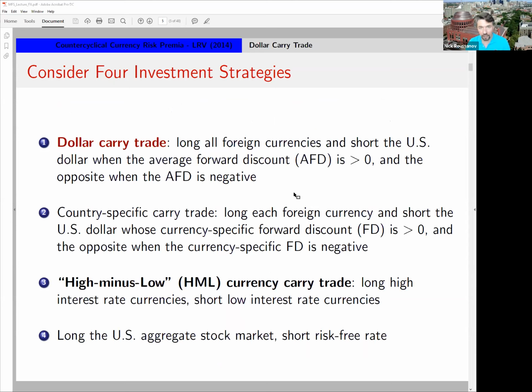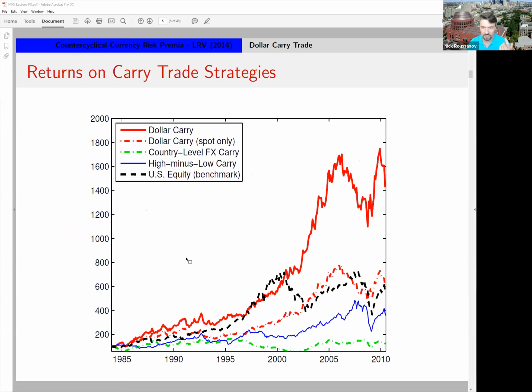And it seems completely unrelated to this high minus low carry trade strategy. Now, of course, if you do bilateral carry trade strategies for every currency pair, you go long the high interest rate currency and short the low interest rate currency, you're going to pick up elements of both the dollar carry trade and the high minus low carry trade, but it's a very inefficient way to extract average returns, as we show, because if you compare the performance of these strategies over time, both the high minus low carry trade and especially this dollar carry trade blow out of the water this country level pairwise, very naive carry trade strategy.